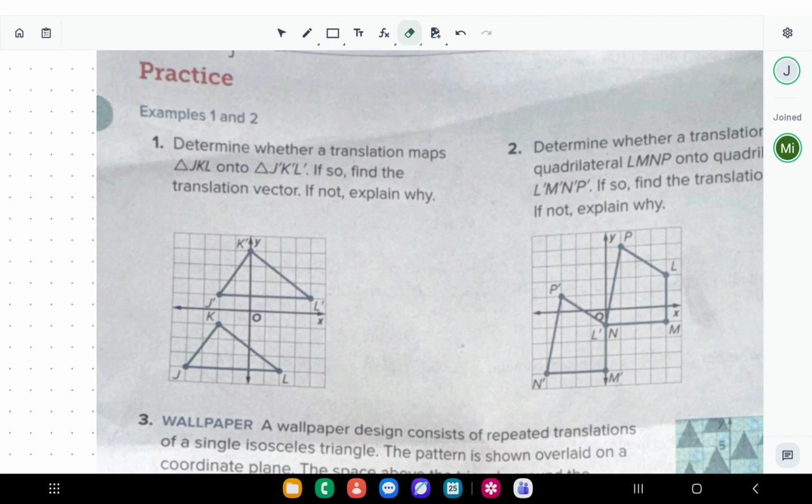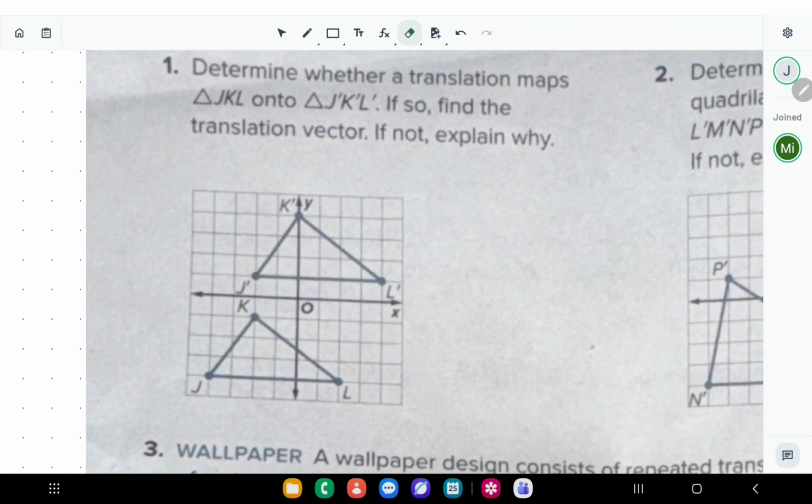We pick one vertex here, because this is a triangle. So let's say we pick vertex J and J prime. Okay, so what is the coordinate of J from the graph? This is 1, 2, 3, 4. 1, 2, 3, 4. So this J is -4, -4.